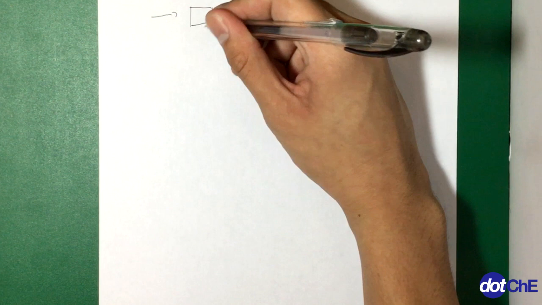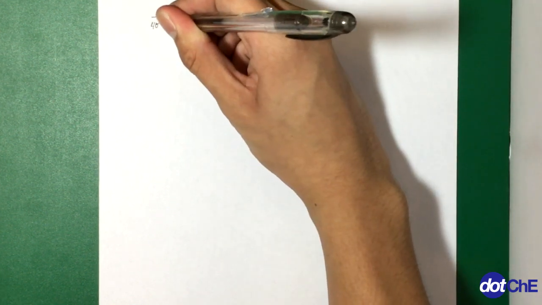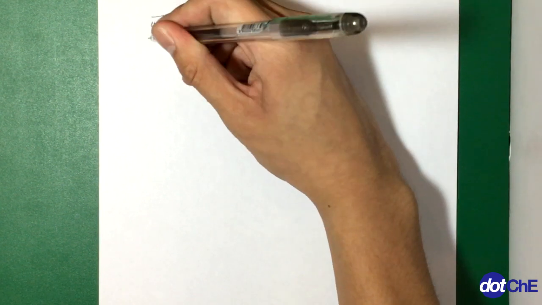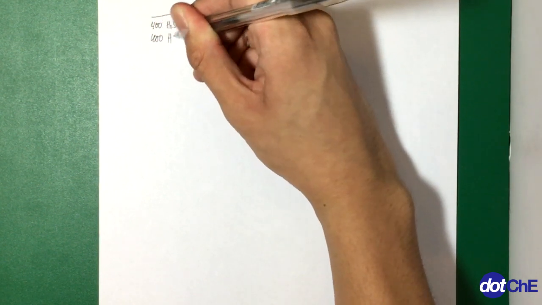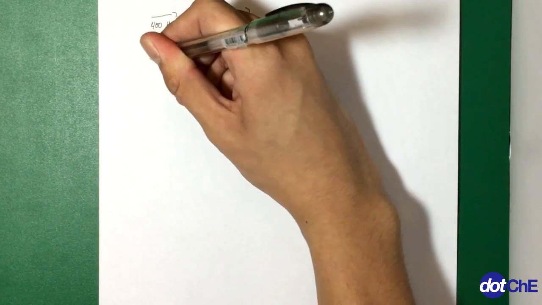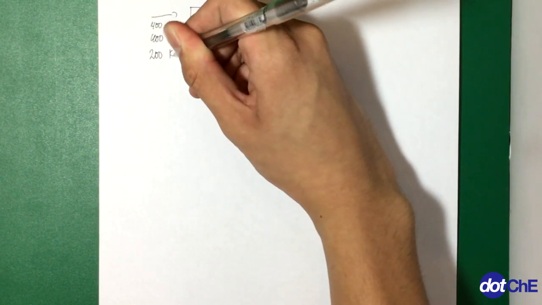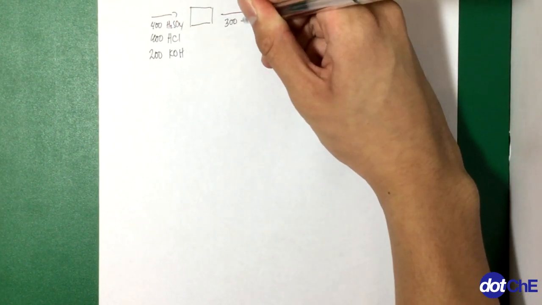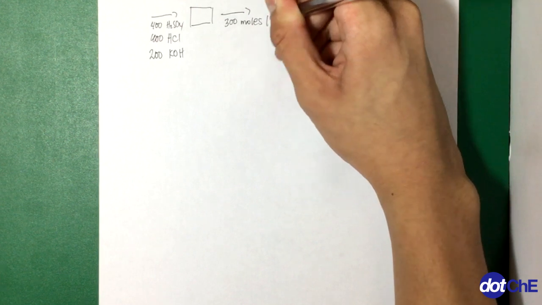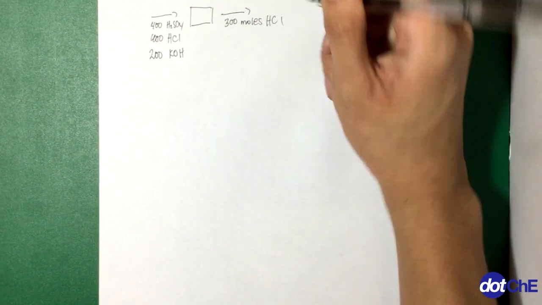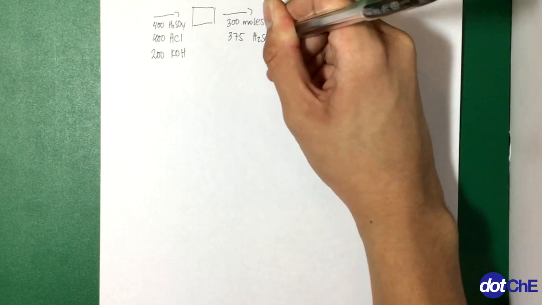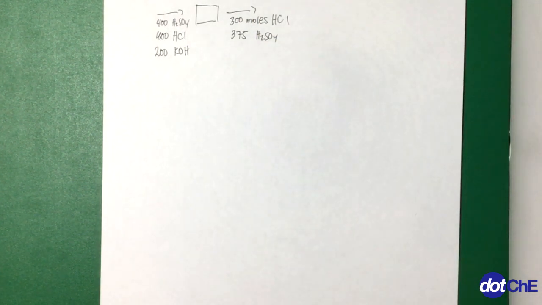This is the reaction chamber. So this is 400 moles of sulfuric acid, 400 moles of HCl, plus 200 moles of KOH. Then this should be 300 moles of HCl and 375 moles of H2SO4. Now we are asked to solve this using molecular species balance.